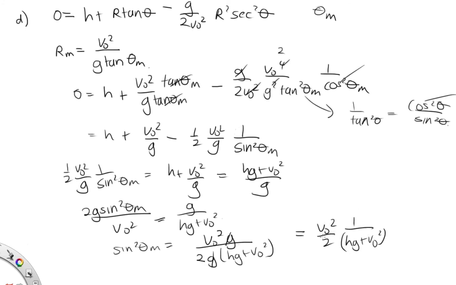To get what we need to show, we just need to divide the top and the bottom by v₀². So this is equal to 1 over 2 times 1 over (Hg over v₀² plus 1), which is what we were asked to show.